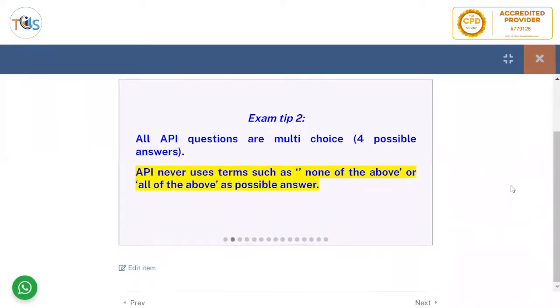All API questions are multiple choice, with 4 possible answers. API never uses terms such as none of the above, all of the above, or both A and B or both B and C as possible answers.